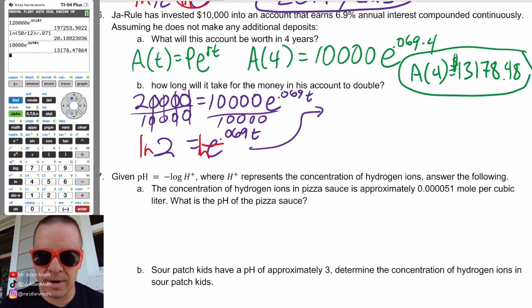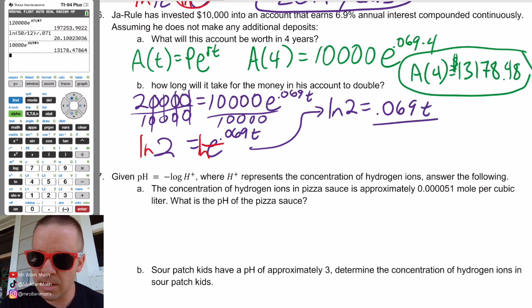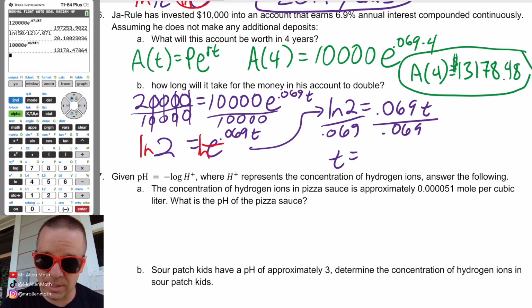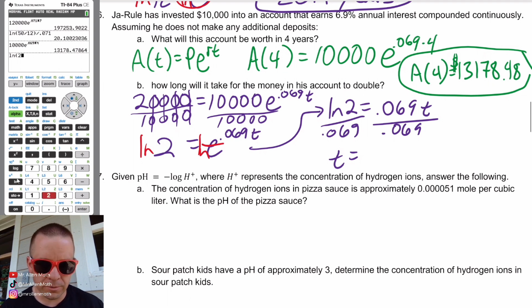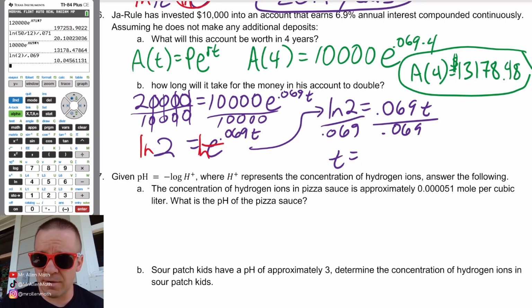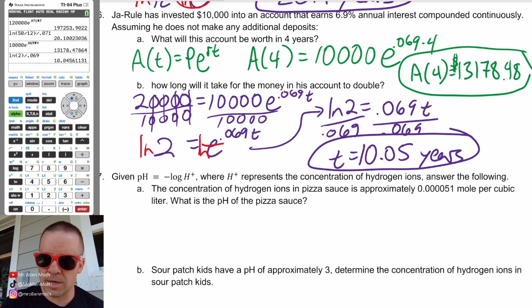All right, and now I'm going to have natural log of 2 equals 0.069t. Divide by 0.069 on both sides, and we're going to get t equals, let's pop up that calc and type it all in. We got natural log of 2, close the parentheses, then divided by 0.069, hit enter, and we get 10.045. It's about 10 years, right? 10.05 years to double. Cool. Awesome. All right, next one.